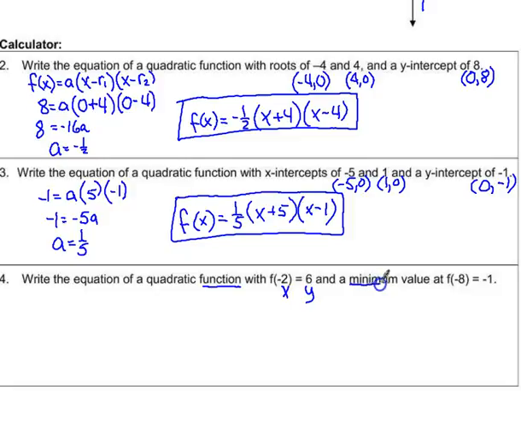Because we have given a minimum value, that means it is a vertex. We know that h is equal to negative 8 and k is equal to negative 1.